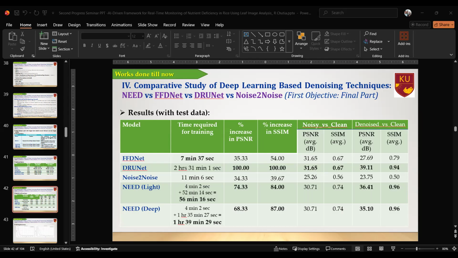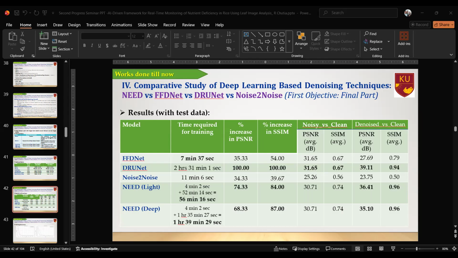So these are the images denoised with the DRNet model, the Noise2Noise model, NEED light model, and NEED deep model. So this is the results.